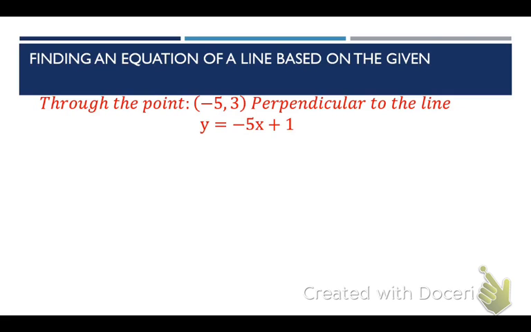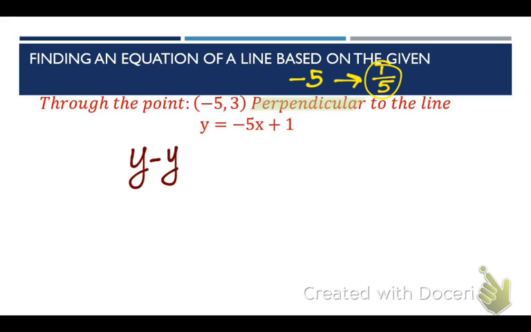Through the point negative 5, 3, perpendicular to the line y equals negative 5x plus 1. All right? So what part of this sentence is the most important? Perpendicular. What is the current slope? Negative 5 is the slope. The perpendicular will be the opposite sign, so will it be positive or negative? Positive. And then the reciprocal. What is the reciprocal of 5? 1/5.